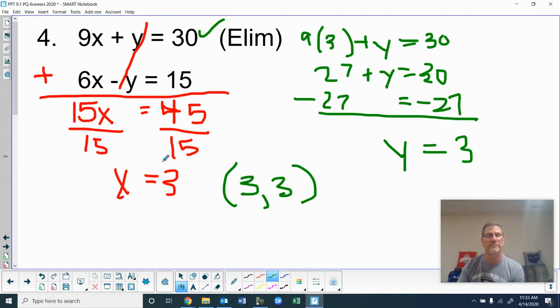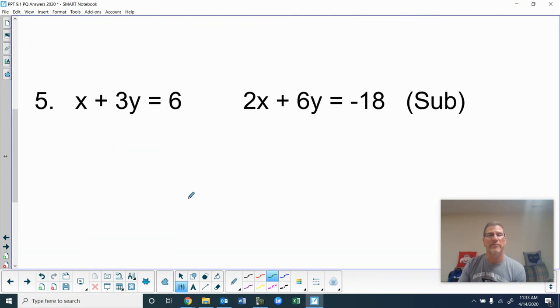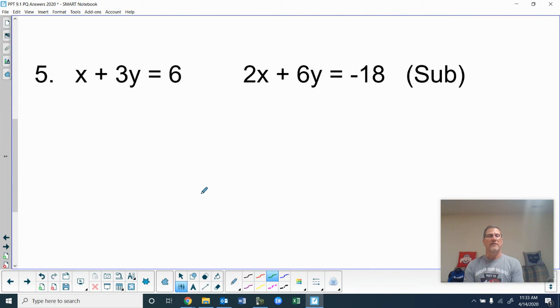Another elimination problem. All right, let's look at number 5. Back to substitution. All right, now I got x plus 3y, 2x plus 6y. So the one I want to get alone is this x because it has no number in front. That's the easiest one to do. So I'm going to subtract 3y.